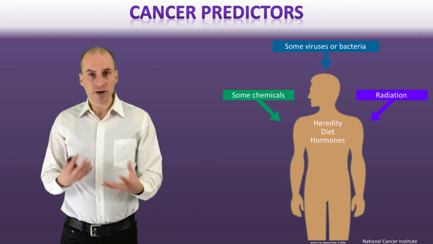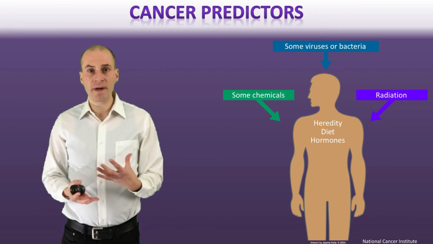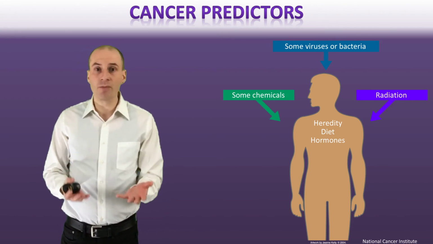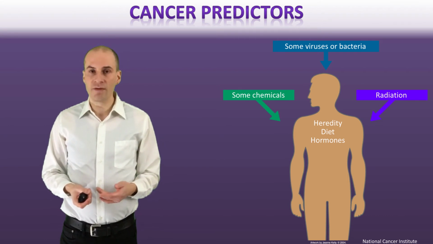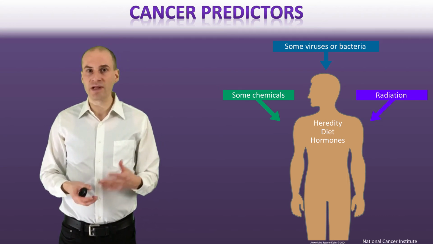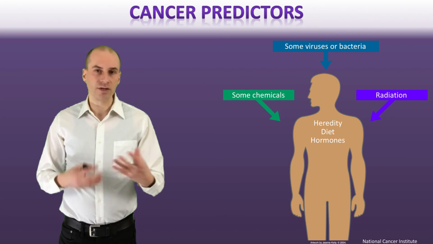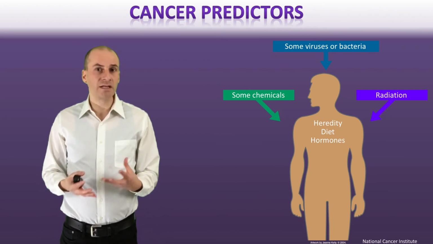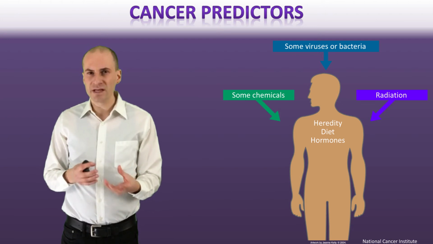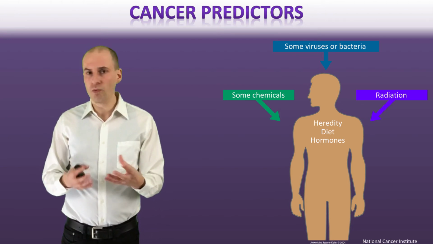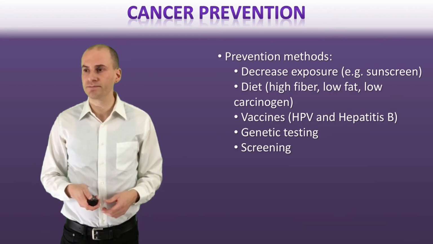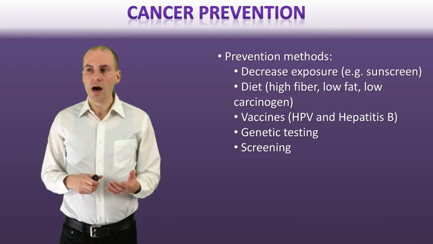And these are different predictors, and they're going to vary depending on the type of cancer that we're talking about. So, for example, radiation is really important for skin cancer. Viruses might be really important for cervical cancer. So it depends on the type of cancer that you're talking about. And that's why cancer is sort of complicated, because there typically isn't a one-size-fits-all answer for how to prevent cancer in all different conditions.